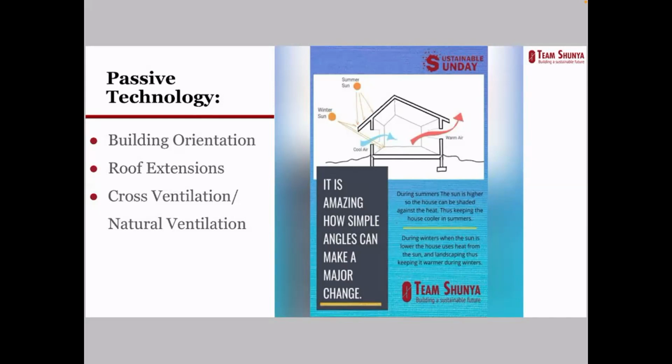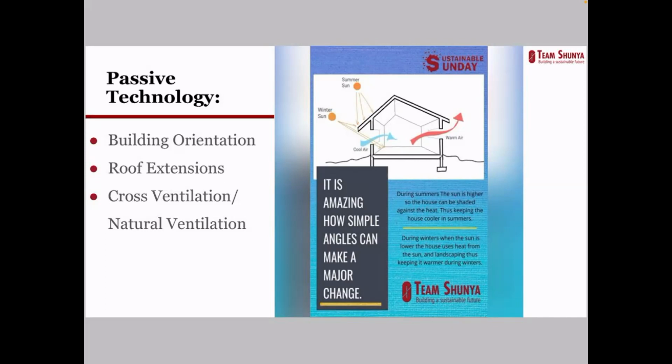That particular extension will shadow the windows during the high sun time, in the evening, or we can say in the summer time. But in the morning or in the winter time, these extensions will allow the solar radiation to enter the house. So that way we can allow sun when it is needed, and we can block the sun when it is not needed. Such passive techniques can be adopted in a house.